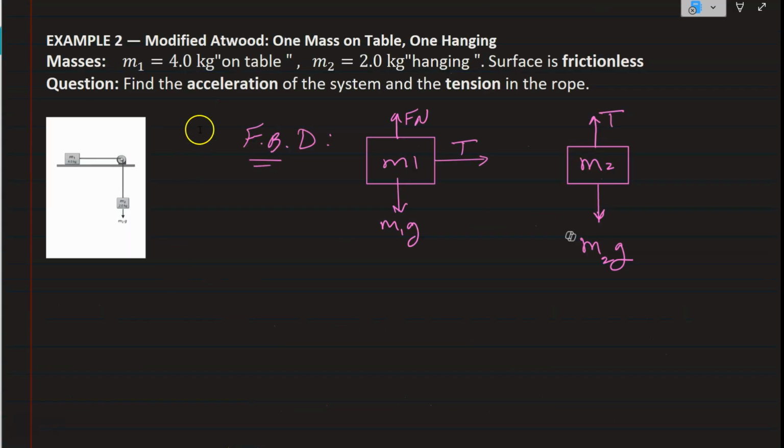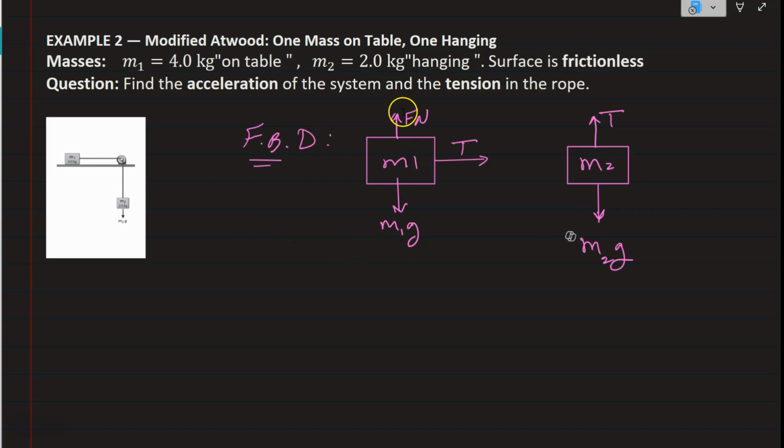Here's example 2. There's a modified Atwood, one mass on the table and one is hanging. So we got 4 kgs on the table and the 2 kgs hanging, and the surface is frictionless. This is important. And then the question is find the acceleration of the system and the tension in the rope. Same idea as the Atwood, but it's modified. So here is the free body diagram for each of the two masses.